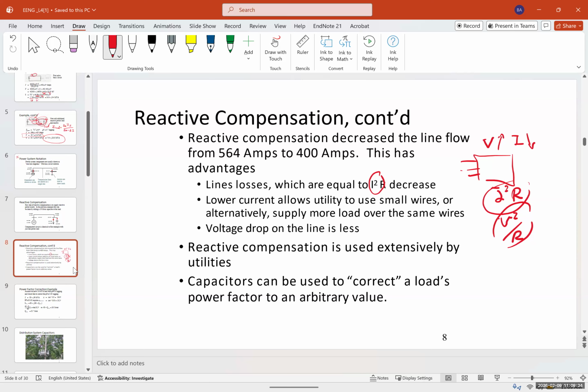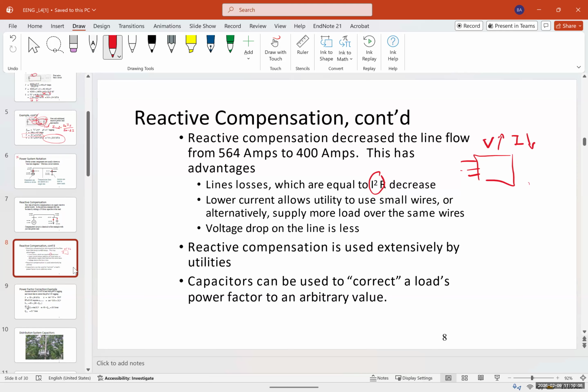Now, lower current allows the utility to use smaller or thinner wires, or alternatively supply more loads over the same wires. You may think the transformers or the generators are the expensive parts of a grid, but the lines themselves require a lot of material. Nowadays, they are built out of different alloys, aluminum, which are very expensive. So even reducing the thickness by 1/3 has huge advantages and reduces the cost significantly.